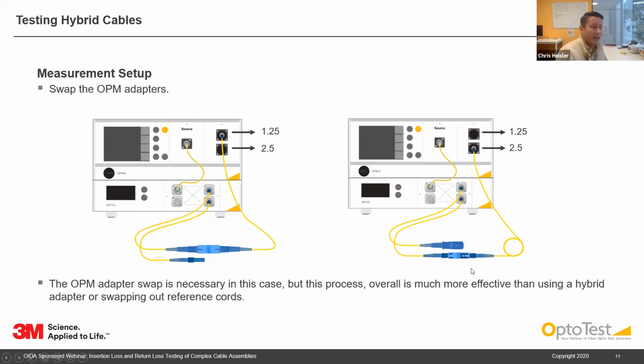Now to measure the LC side, we're going to connect up the LC connector to our LC reference cord. And then we're going to connect up the SC side to our universal 2.5 millimeter adapter. And that will measure insertion loss and return loss on this connection here.